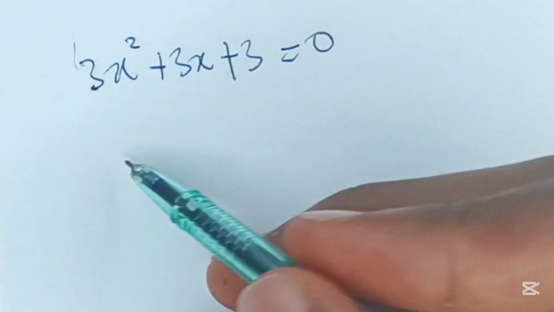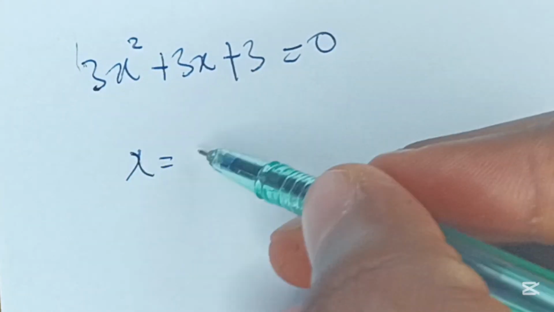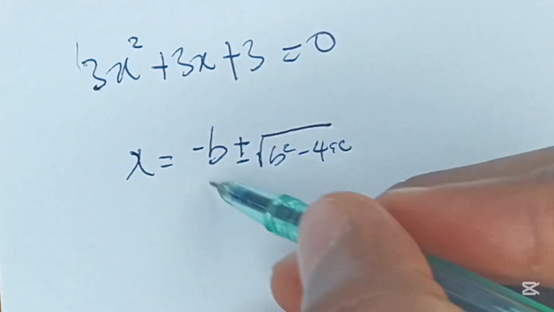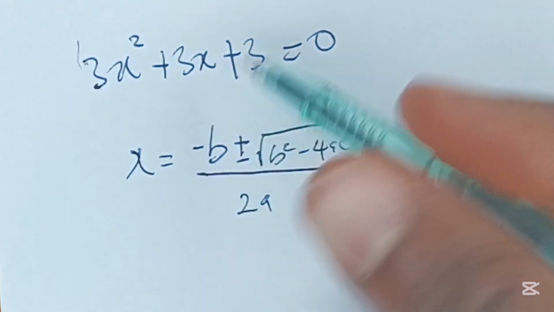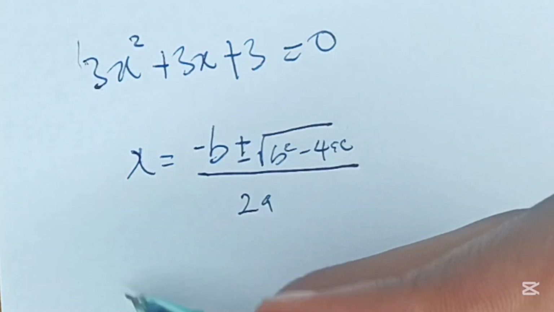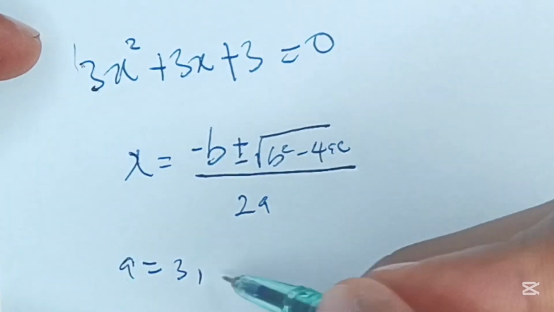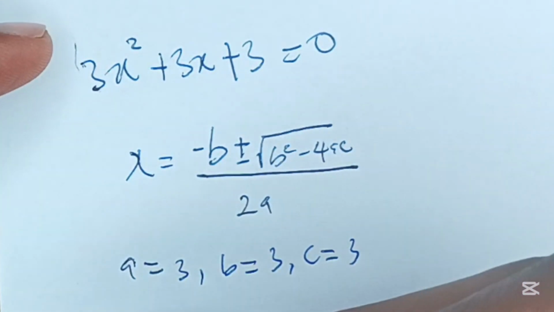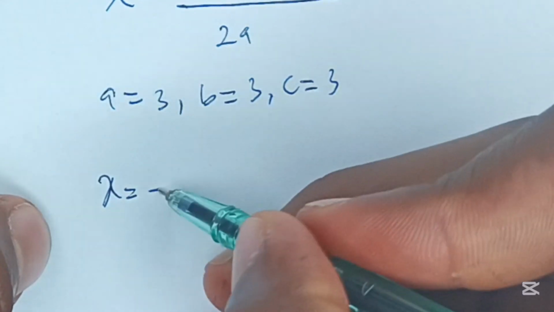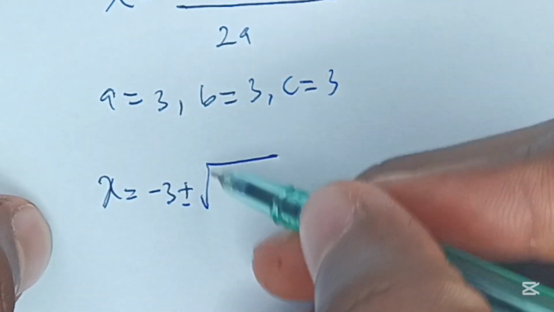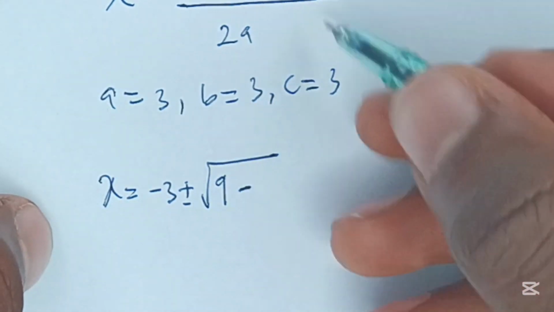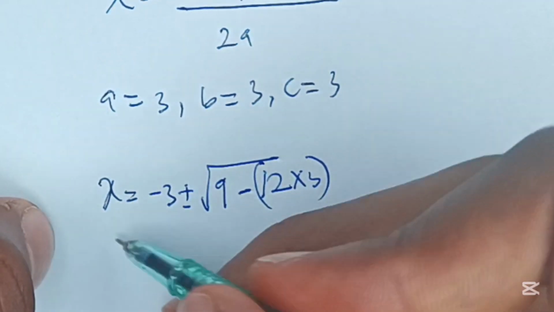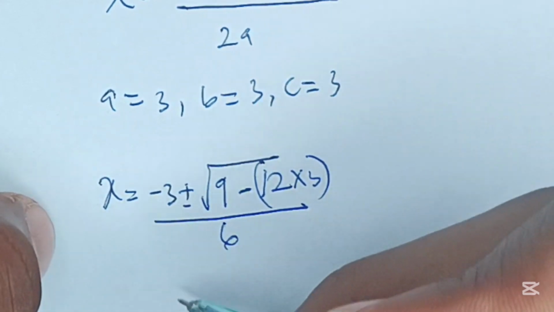Okay? Now, using the quadratic formula that says that x is equal to minus b plus or minus square root of b squared minus 4ac all over 2a. To solve this, let's solve for x. Now we have that a is equal to 3, b is equal to 3, c is equal to 3. Solving for x, we now have x to be equal to minus 3 plus or minus square root of 3 squared is 9 minus 4ac is minus 12 times 3. Okay? All over 2a is 2 times 3, which is 6.